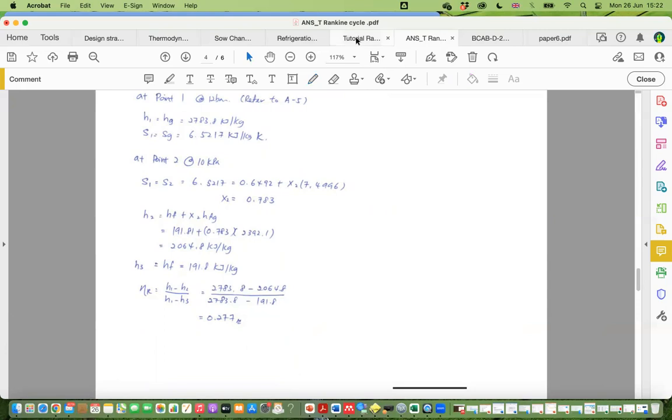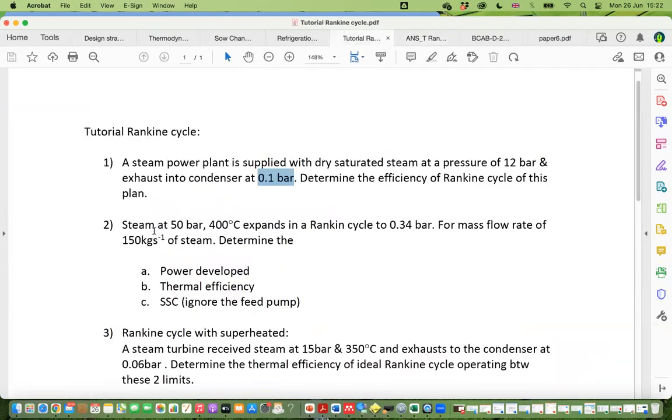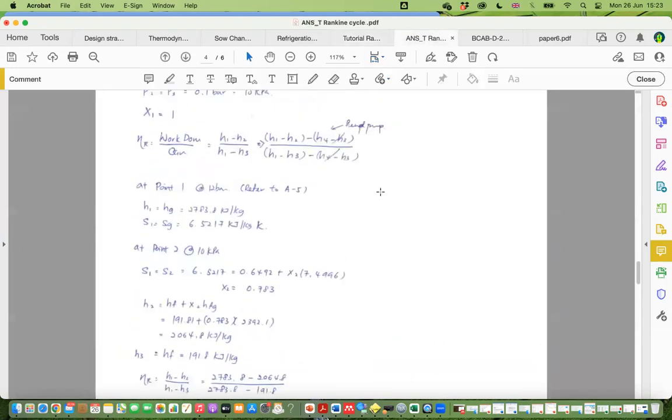Is that all right? So next, we look at the question again. The steam at 50 bar, 400 Celsius expands in a Rankine cycle to 0.35 bar for the mass flow rate of 150 kg per second. Determine power developed, thermal efficiency, and SSC. First, we don't know the steam condition. The easiest for us is 50 bar, so it's 5,000 kilopascal.